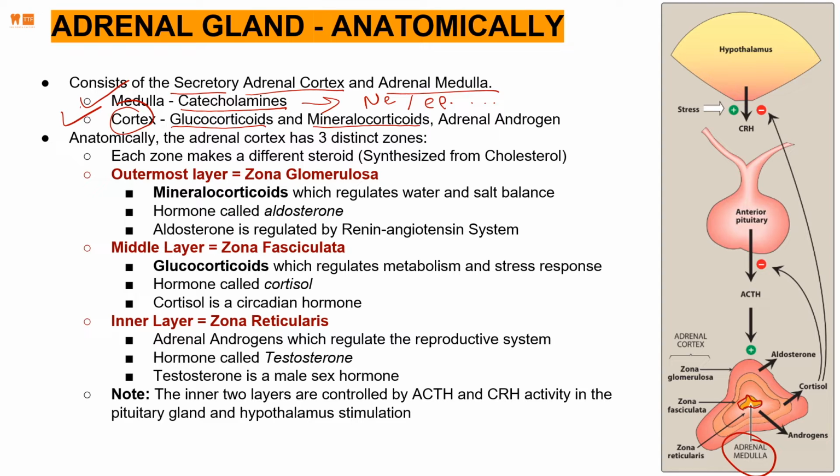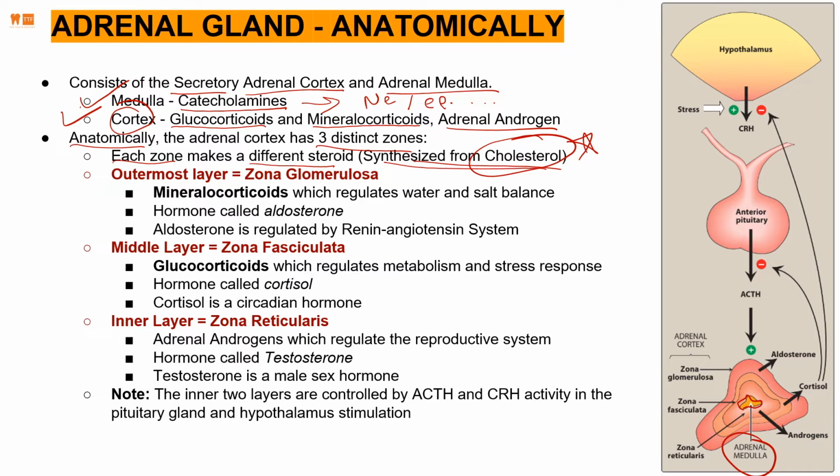Glucocorticoids, mineralocorticoids, and adrenal androgens. Of course, there are three different categories of hormones. Anatomically speaking, it has three distinct zones. There's the pattern: each zone makes a different steroid. It's synthesized from cholesterol. So cholesterol's use in our body is to make steroids.